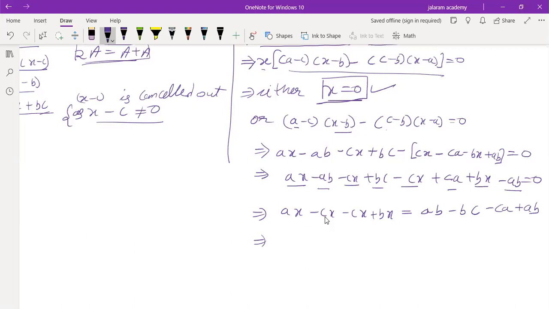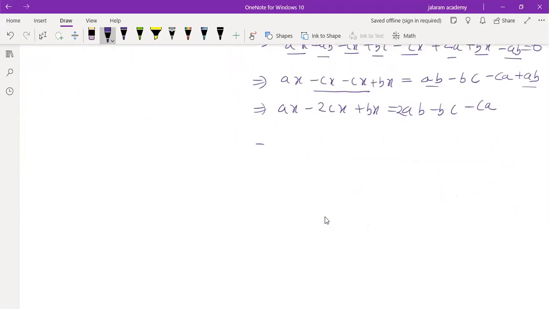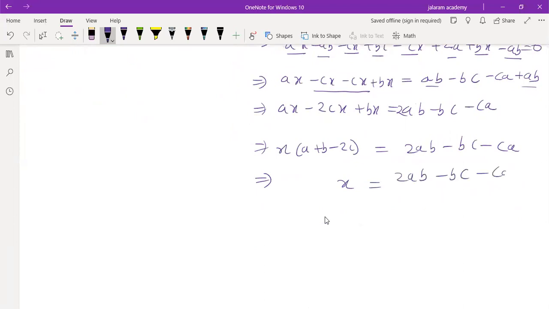Now we observe that it is minus cx minus cx. So ax minus 2cx plus bx equals ab plus ab, that is 2ab minus bc minus ca. When we take x common, we get (a plus b minus 2c), and nothing is common in all three terms, so we write it as it is. So x equals (2ab minus bc minus ca) over (a plus b minus 2c).